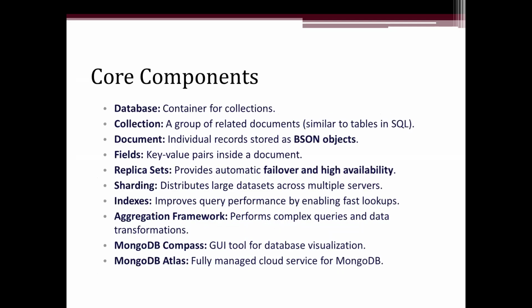The core components of MongoDB include the following. It has a database, which is a container for collections. Collections are a group of related documents, similar to tables in SQL. Documents are individual records that are stored in BSON object formats. Fields are key-value pairs inside the document.